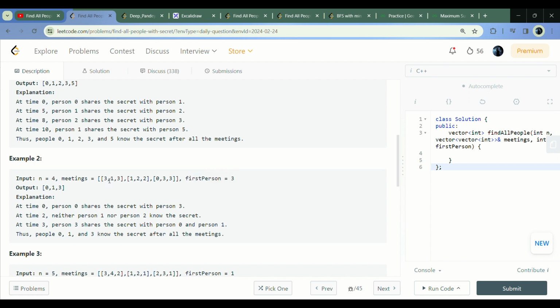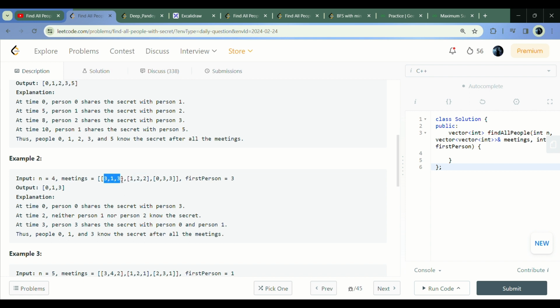So 3 is having a meeting with person 1 at time 3. 0 tells the secret to 3. Now there are 2 persons who know the secret. Again, 1 is having a meeting with 2. It means 1 knows the secret, and at time 2, see here the meeting is at time 3.